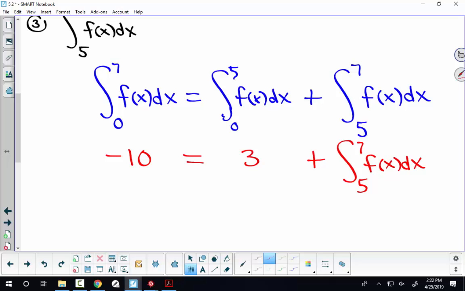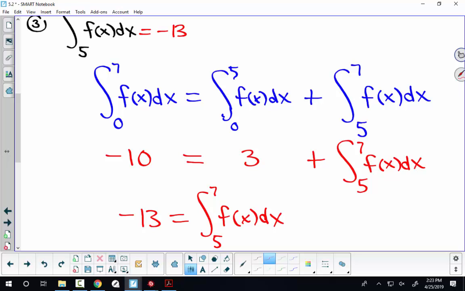Okay, so Matthew, if you said that, I didn't quite catch all of it, so I apologize. If that's how you were thinking of it, though, that's correct. So then we just solve that equation for our unknown. So we subtract 3 from both sides. So the integral from 5 to 7 is negative 13. Okay. Do you have any questions on any of those?